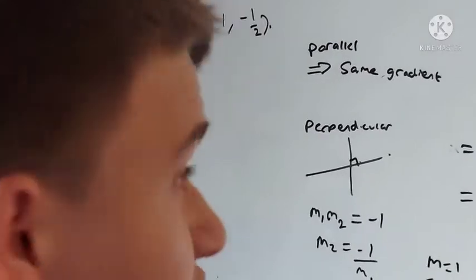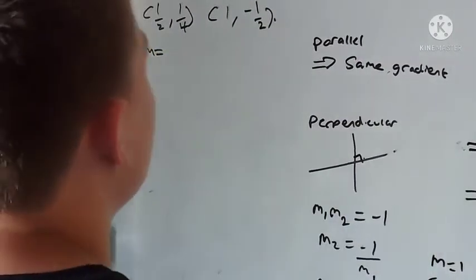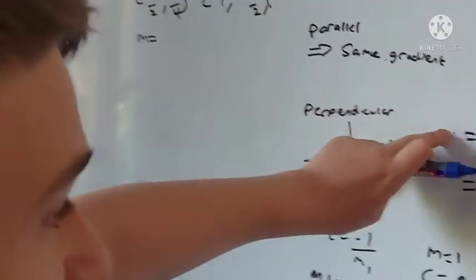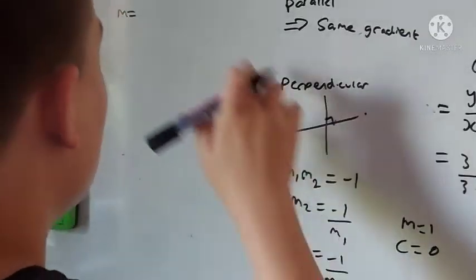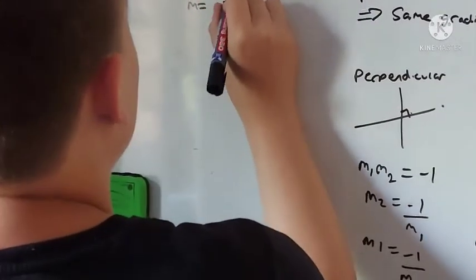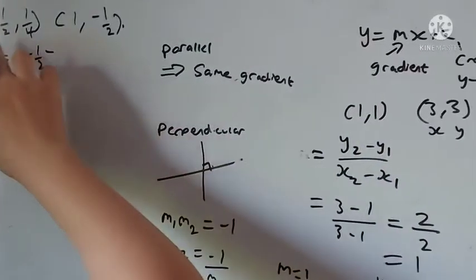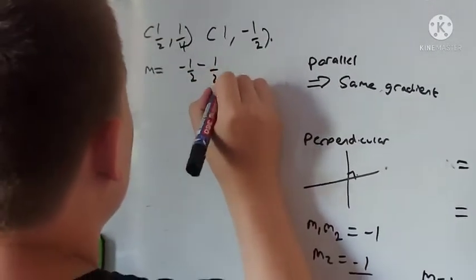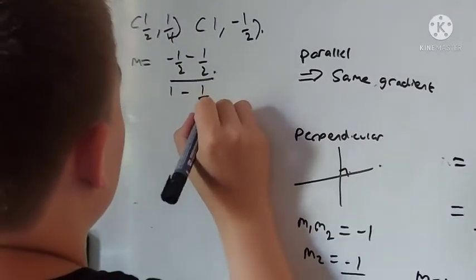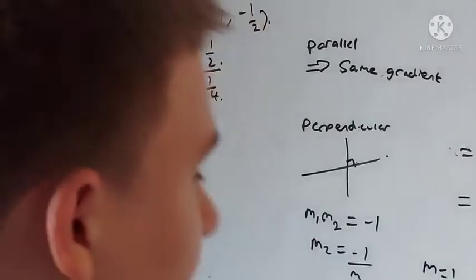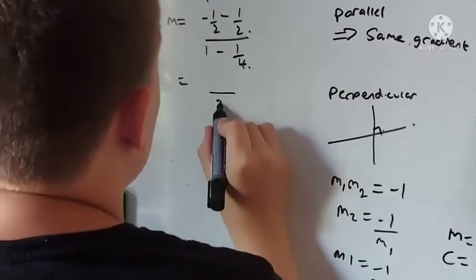Well, first thing to find the equation of the line, I need to find the gradient, right? So the m, the gradient, is the y2 take y1 over x2 take x1. Okay, so the y2 will be the minus half. And I'm going to take away y1. Well, the y1 here is the half. Dividing that by x2, which is the 1 take the quarter. Simplifying that up, I don't really like fractions over fractions, so I've got 3 quarters on the bottom.